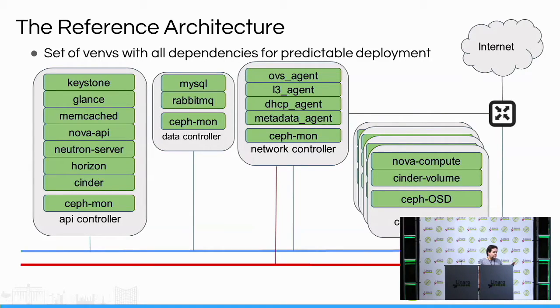We have one server that we call the API controller, which has all the API services deployed. We have a data controller, which has Rabbit and MySQL on it. And we have all the networking services on the network controller. And then we have the compute nodes, where the VMs live and where all the storage is installed.